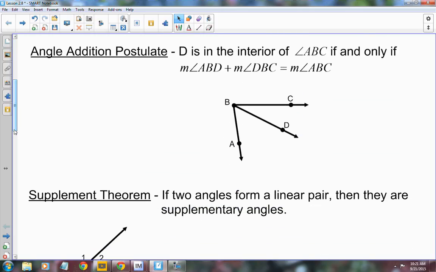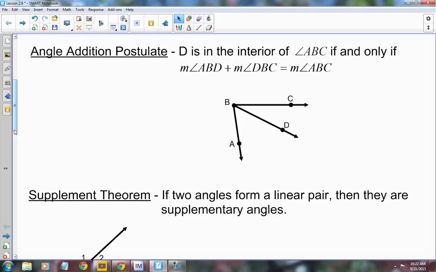Now, our next postulate is the angle addition postulate. And it says that if D is in the interior of angle ABC, if and only if the measure of angle ABD plus the measure of angle DBC equals the measure of angle ABC. Basically what that's saying is that the whole is equal to the sum of its parts. So if I add this angle ABD plus this angle DBC, it's going to be equal to ABC.